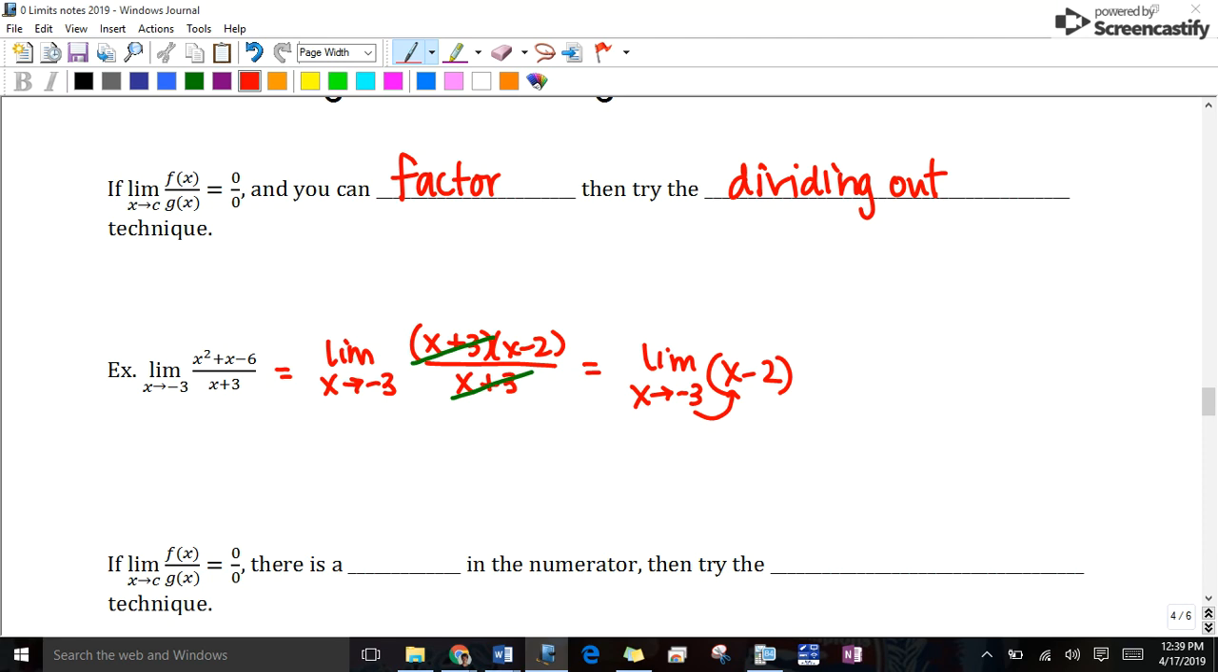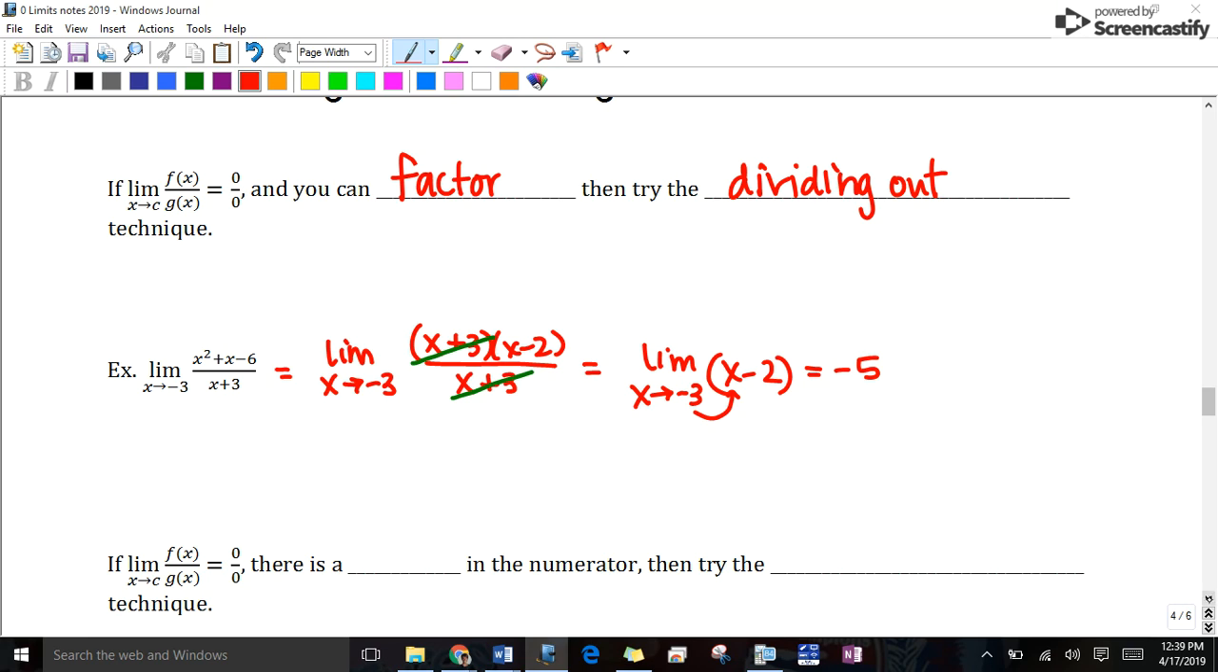So now the limit as x approaches -3 of whatever is left over equals -3 minus 2, which equals -5. Okay, does my function exist at -3? No, that was that hole that we canceled. Do I care? No, because I'm just looking for the limit, which is telling me what the function is approaching around -3. Okay, so that's your dividing out technique.